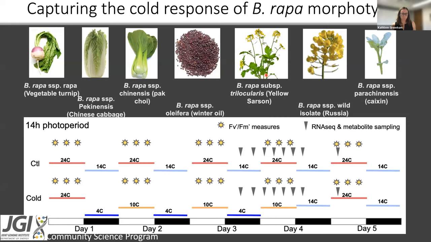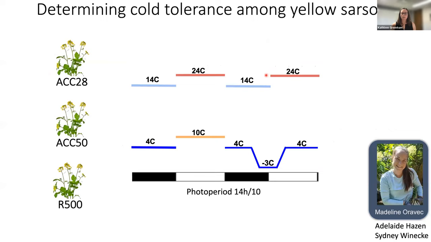Now, with the goal to identify patterns associated with a tolerance trait, we, of course, need to know what the tolerances of these genotypes are. This is work done by a former postdoc in the lab, Maddie Aravik, and two talented undergrads, Adelaide Hazen and Sydney Weinecke. They designed a freeze tolerance assay that we could perform across all these diverse morphotypes without killing any of them, so we could actually measure their tolerances.